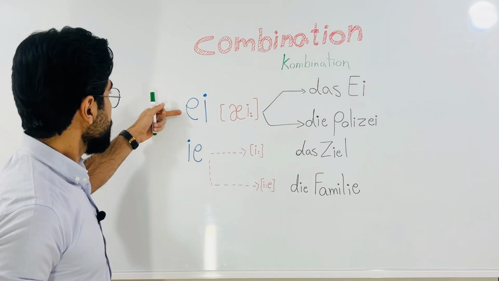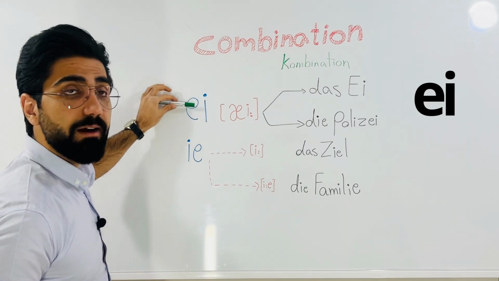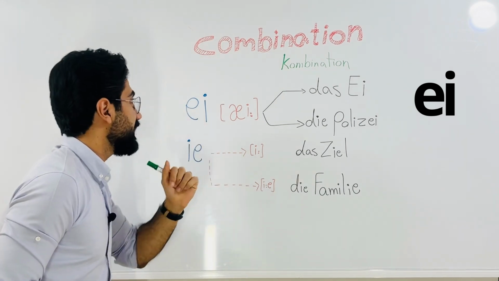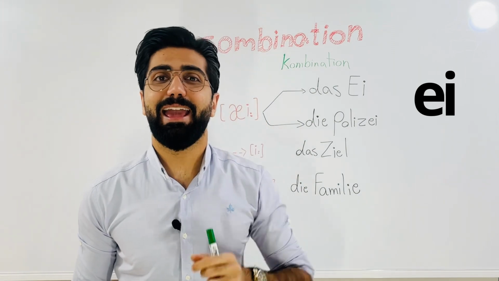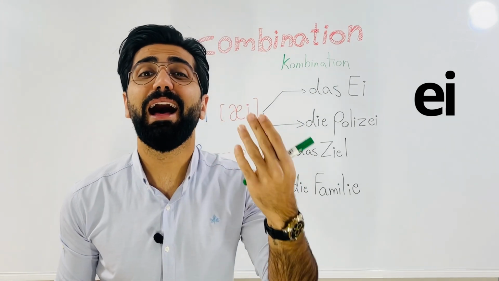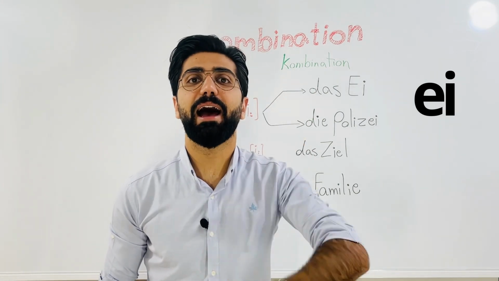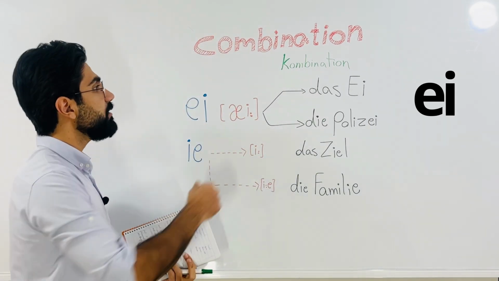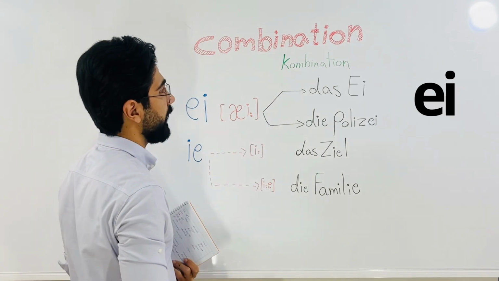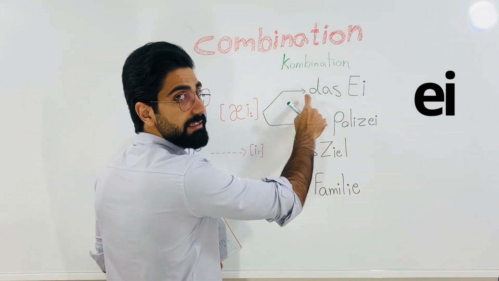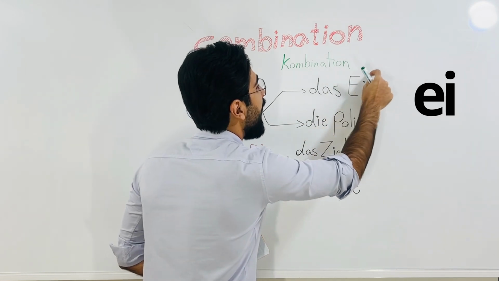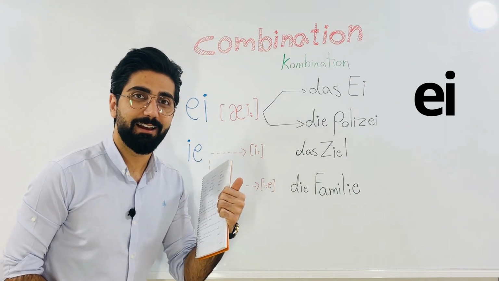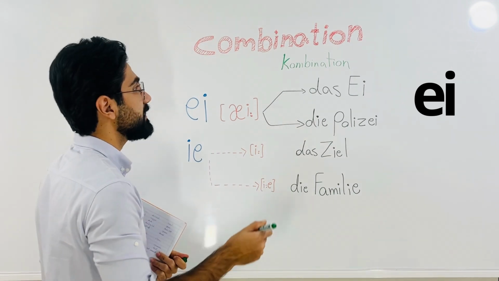Here we have other combinations. Here we have a combination between E und I. Please be careful. It sounds like I. Repeat after me: I. Here we have two examples. Look: das Ei. Das Ei. That means egg.